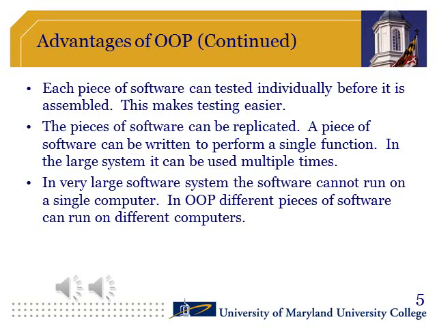The pieces of software can be replicated. A piece of software can be written to perform a single function. In the large system, it can be used multiple times. In a very large software system, the software cannot run on a single computer. In OOP, different pieces of software can run on different computers.